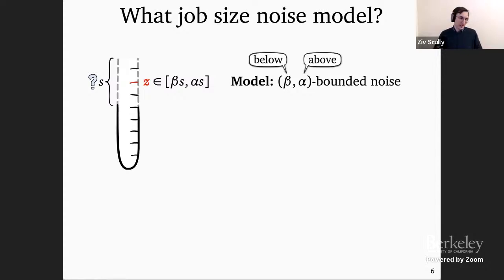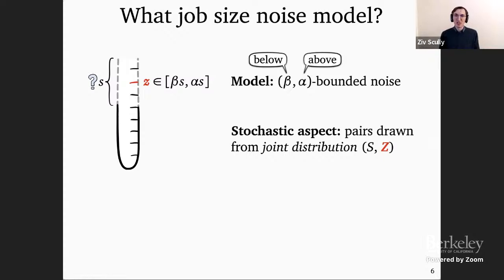And I told you we're in the stochastic queuing world. So these pairs of a job's true size and estimated size are going to be drawn from some joint distribution. Other than assuming this beta-alpha bounded property, I'm not going to make any assumption about exactly how S and Z are correlated. Maybe for some sizes, it's always an underestimate. Maybe for other sizes, it's always an overestimate.